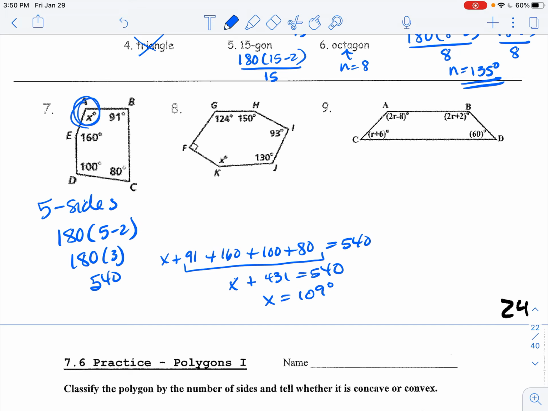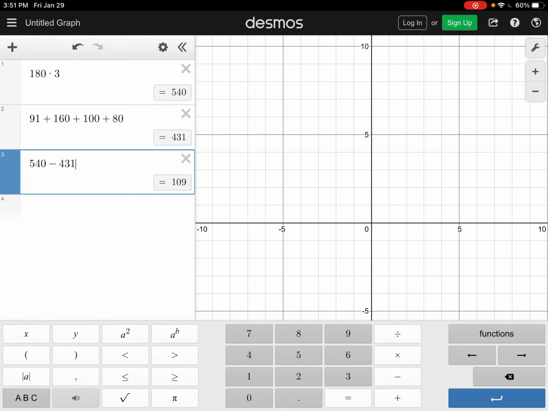Okay, let's try one more example. Let's do number 8. So let's see, we've got 1, 2, 3, 4, 5, 6. This is a 6-sided figure. So 180 times 6 minus 2, so that's 180 times 4. And I believe that is 720. All right, so now let's add up each of these. Oh, and we have a 90 degree here. And then we'll subtract it from 720 to find that last angle.